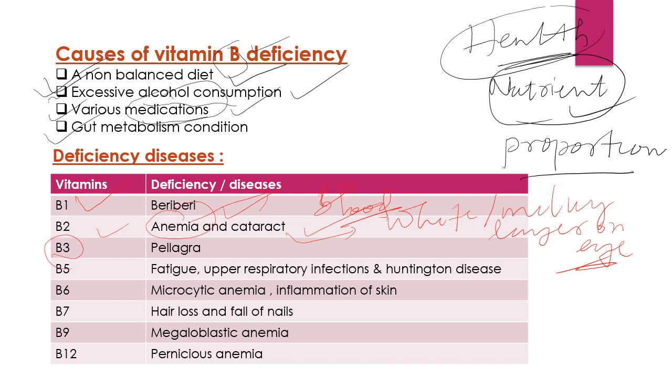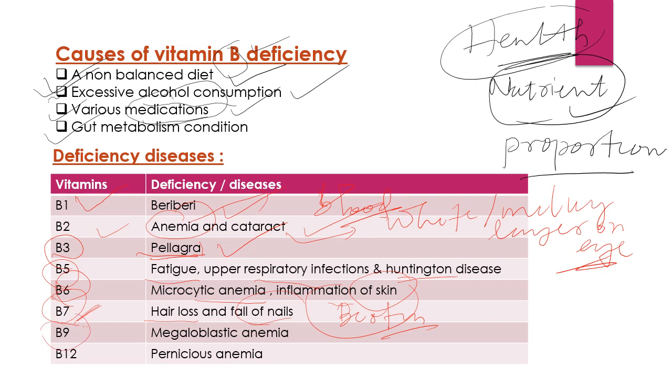Because of the deficiency of B3, pellagra takes place. In the throat, there is a swelling that is called pellagra. Because of the deficiency of B5, fatigue, upper respiratory infections, Huntington disease takes place. Because of B6, microcytic anemia, inflammation on skin. Because of the deficiency of B7, which is called biotin, hair loss takes place and fall of nails.